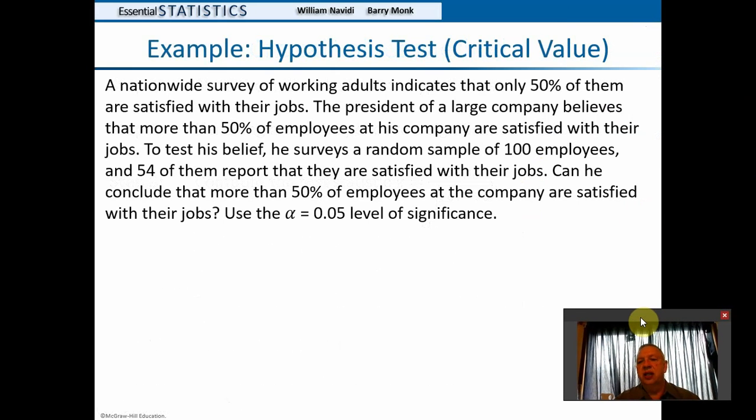A nationwide survey of working adults indicates that only 50% of them are satisfied with their jobs. The president of a large company believes that more than 50% of employees at his company are satisfied with their jobs. To test his belief, he surveys a random sample of 100 employees, and 54 of them report that they are satisfied with their jobs. Can he conclude that more than 50% of employees at the company are satisfied with their jobs? Use the alpha equal 0.05 level of significance.